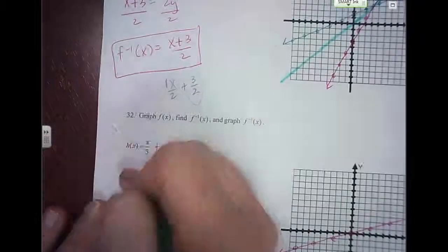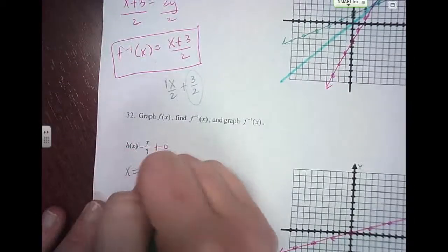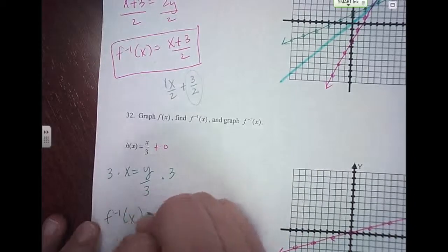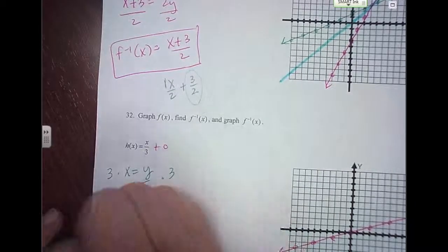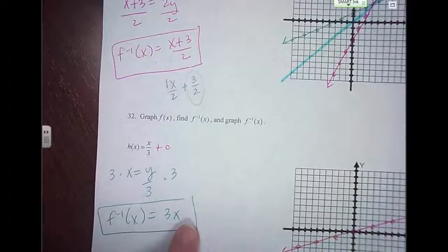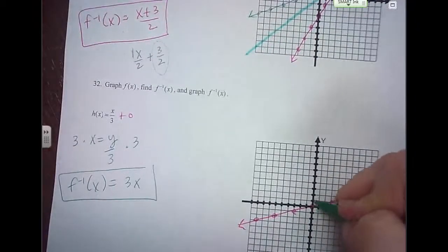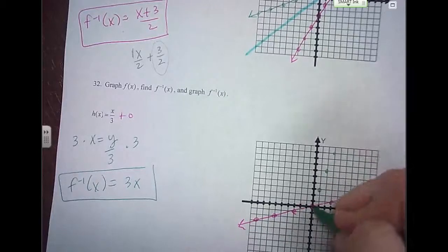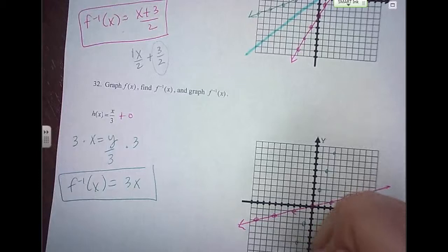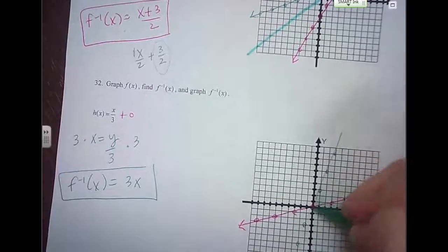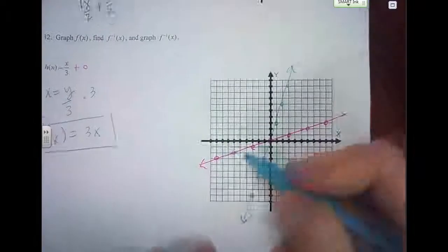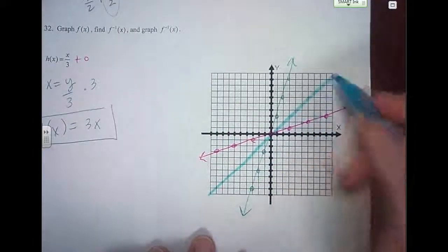And then let's find the inverse. So switch x and y, solve for y by multiplying by 3. So f inverse of x equals 3x. Again, there's a plus 0 there, so I'm going to start at 0, 0, but I'm going to go up 3 over 1. 1, 2, 3, and down 1, 2, 3. Okay, and if I draw that same line here, I see that it's a mirror image of each other.